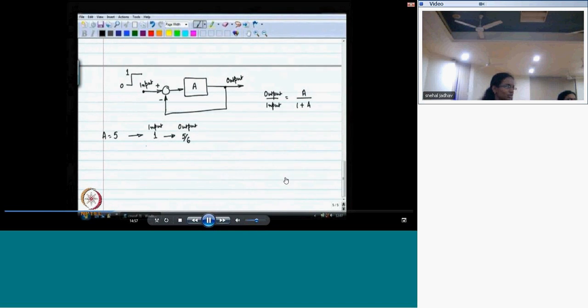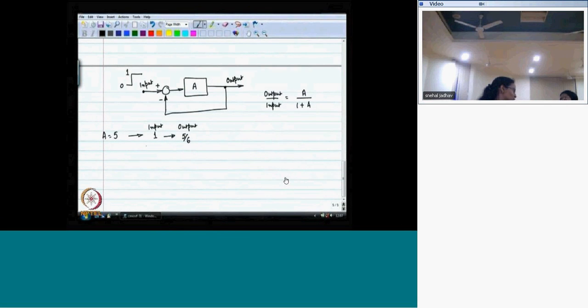Make A 1000, a high gain amplifier. Keep the output, the output is 1000 by 1001, which is good because the tank has to point perfectly at the target, not almost. So however high the gain of your high gain amplifier is, it will do a good job.